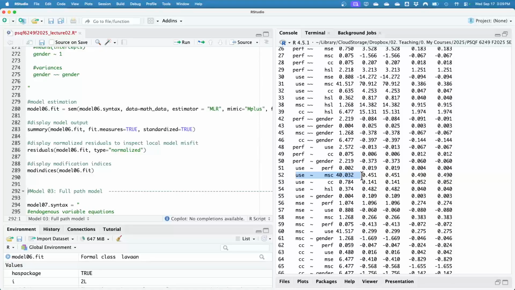Because we're not claiming that usefulness is being caused by math self-concept. We're saying something is going on that we're not accounting for with both variables. Yes.